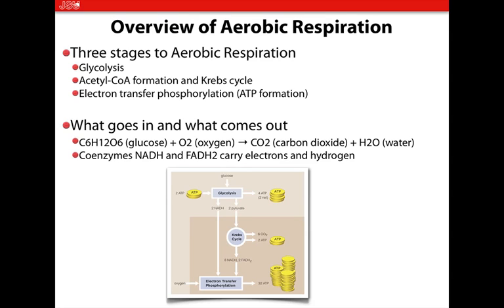Now aerobic respiration starting with glucose has three major steps. One is glycolysis. Glycolysis will produce pyruvate. This happens in the cytoplasm. That pyruvate will enter into a reaction to form acetyl CoA, and that acetyl CoA will then enter into the mitochondria and undergo the Krebs cycle and electron transfer phosphorylation. Now, that's a lot there.